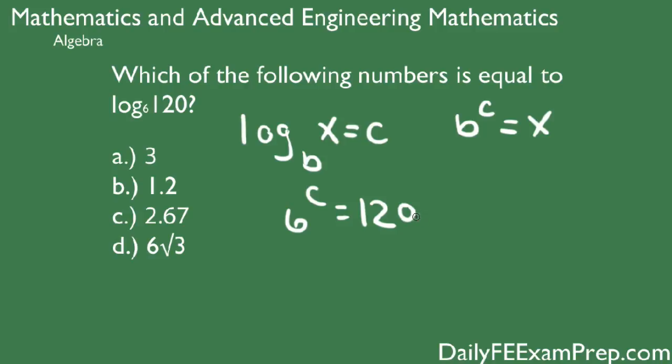There's a couple ways that we can solve for this. A couple easy ways where you don't even really need to know any sort of logarithmic solving system. You can do it by trial and error. You can just take your calculator, input 6 raised to every single one of these exponents, 3, 1.2, 2.67, 6 root 3, and see which one gives you 120. So that's a way to solve it.